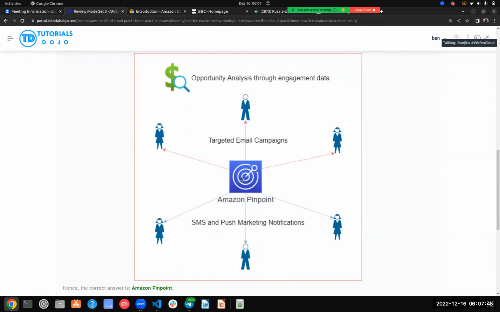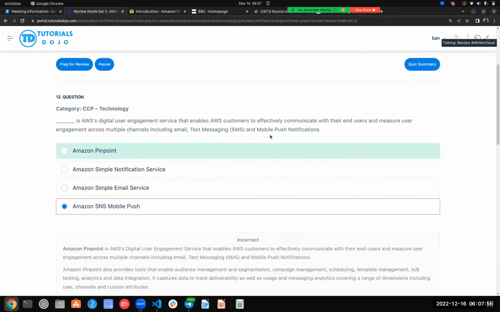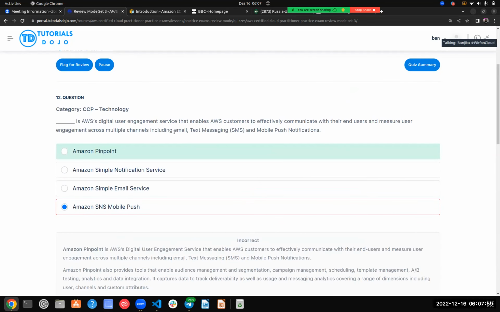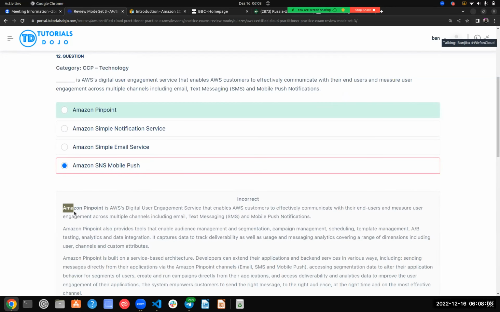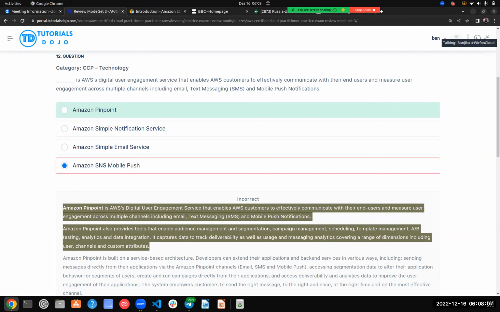So when you think of Pinpoint, think of something like this. It will send SMS, push notifications, targeted emails, campaigns, and so on. So Pinpoint is the correct one here. But I understand that there are many services, so let me just put this for you to review and show again what it is. It's on chat.